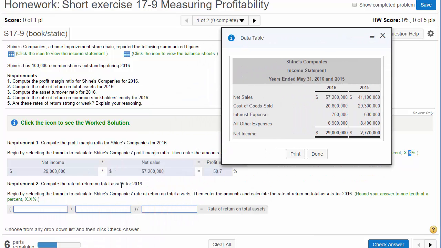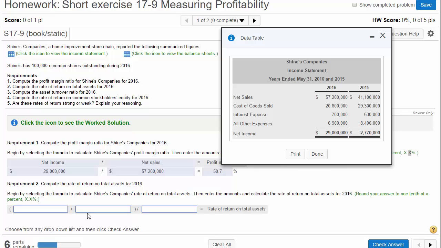Okay, now we're going to compute the rate of return on total assets, also known as ROA. Begin by selecting the formula to calculate Shine's Company's rate of return on total assets. So on top, here's the numerator, and here's the denominator. On top, we have the returns of the two groups of people who finance the company. One is the creditors, and one is the owners.